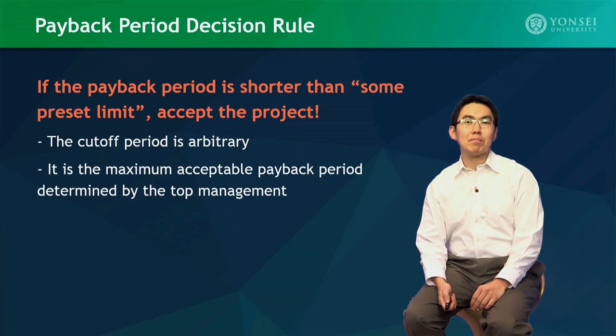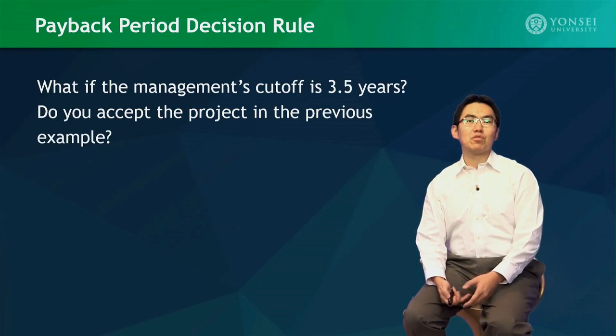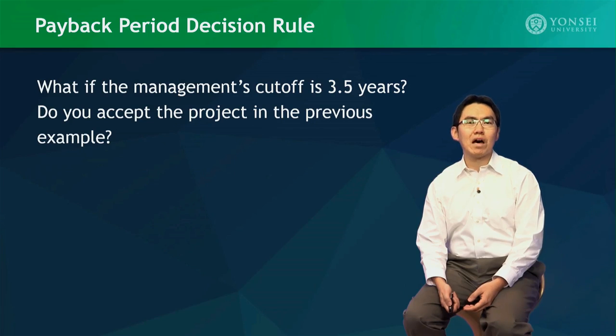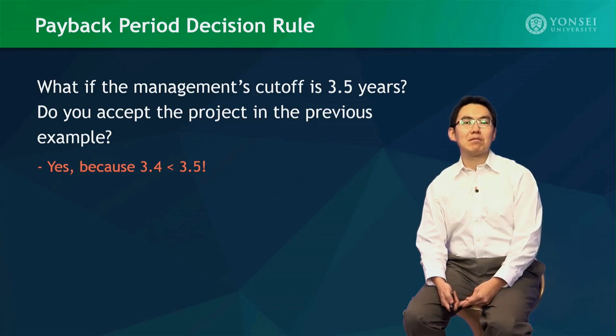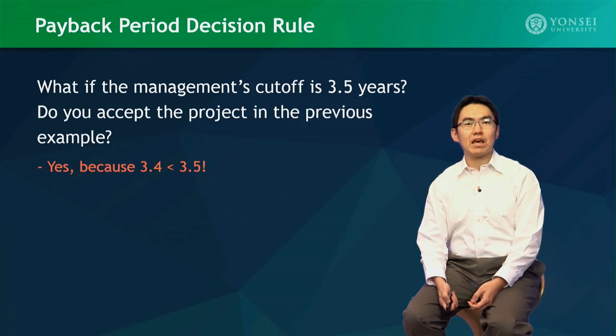If you or the top management of the company believe that your company cannot accept the project with the payback period longer than 5 years, for example, the cutoff period becomes 5 years. Let's assume that your company has set the cutoff of 3.5 years for the project in the previous example. Do we accept the project? Yes, because the payback period of the project, 3.4 years, is shorter than the company's cutoff of 3.5 years. Please note that we had to know the exact payback period in this case to make a decision using the payback period rule.